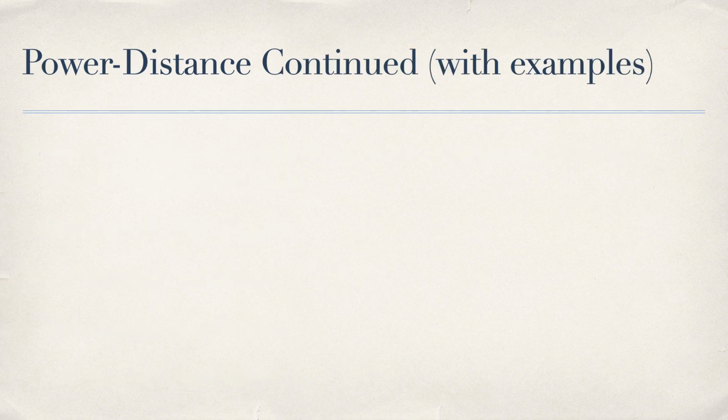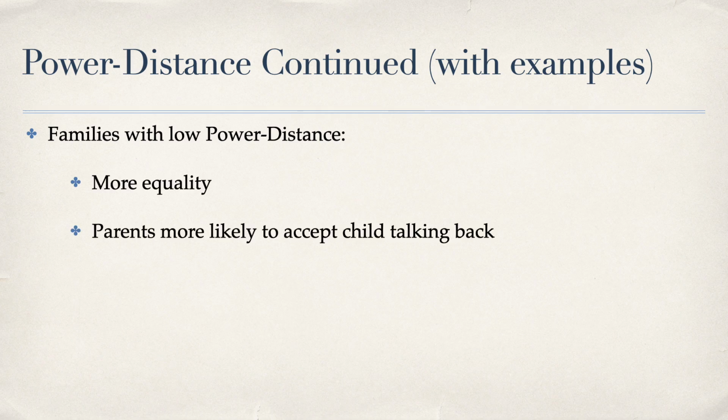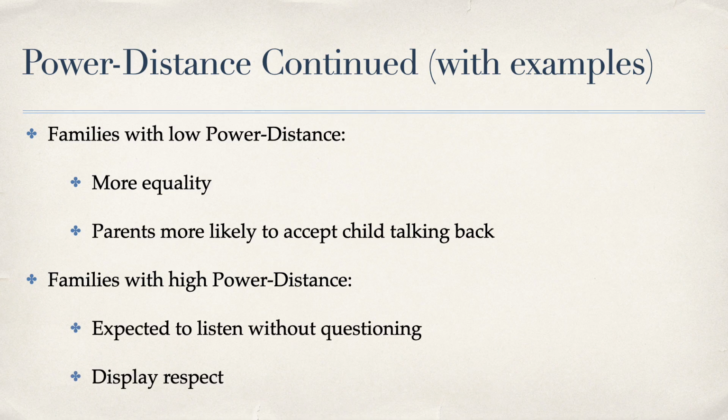For an example, families that have a low power index, there's more of an equality between the parent and child, where the child can be found to talk back, yell, and do whatever they want to. The parents allow this and do nothing to stop it. Families that have a higher power index, the child is expected to listen and to do what the parent is saying and to not question the parent, and will display more respect to the parent and the higher authorities around them.